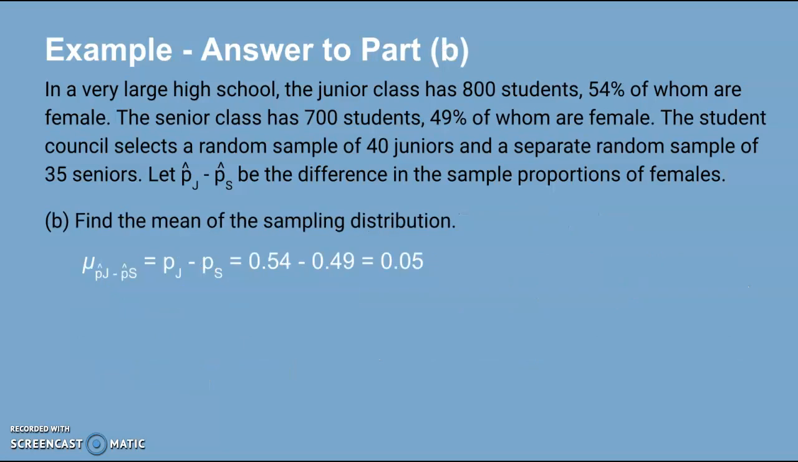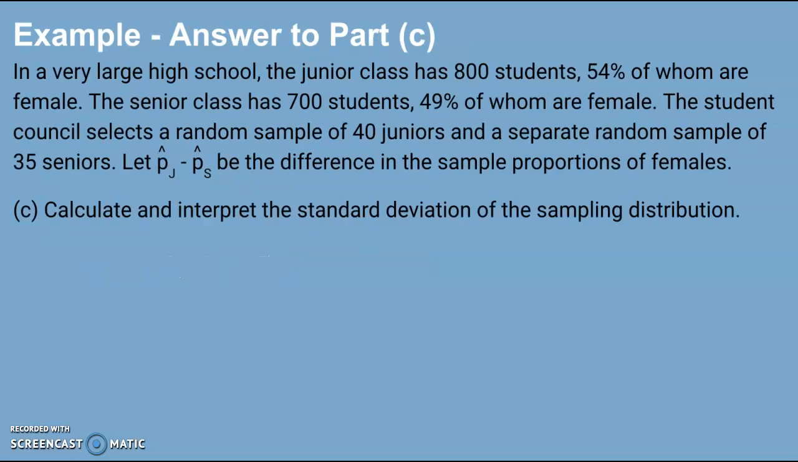For part B, they asked you to find the mean of that sampling distribution. Well, remember that the mean of the differences is the same as the difference of the means. The mean for each of the sampling distributions of the sample proportions is the population proportions. So for juniors, that was 0.54, and for seniors, that was 0.49. You subtract them, you get 0.05.